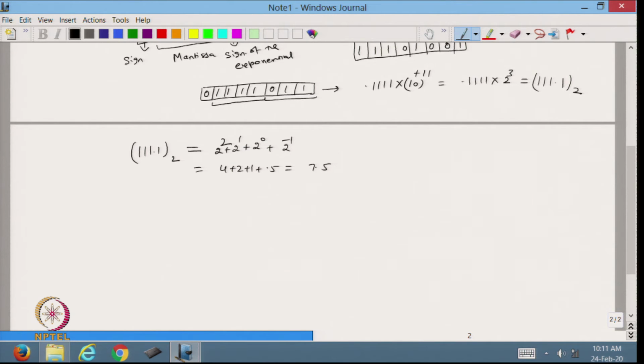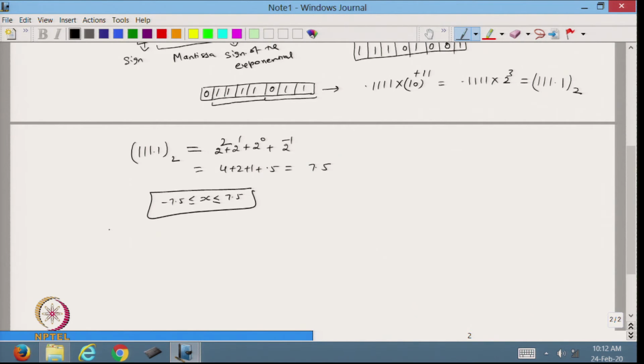So, this is the largest number we can save in the 8-bit computer. I can say that if I have an 8-bit computer, then 7.5 is the biggest number I can compute, and the lowest one can be minus 7.5. So, that is the range of numbers we can deal with in floating point for the 8-bit computer.